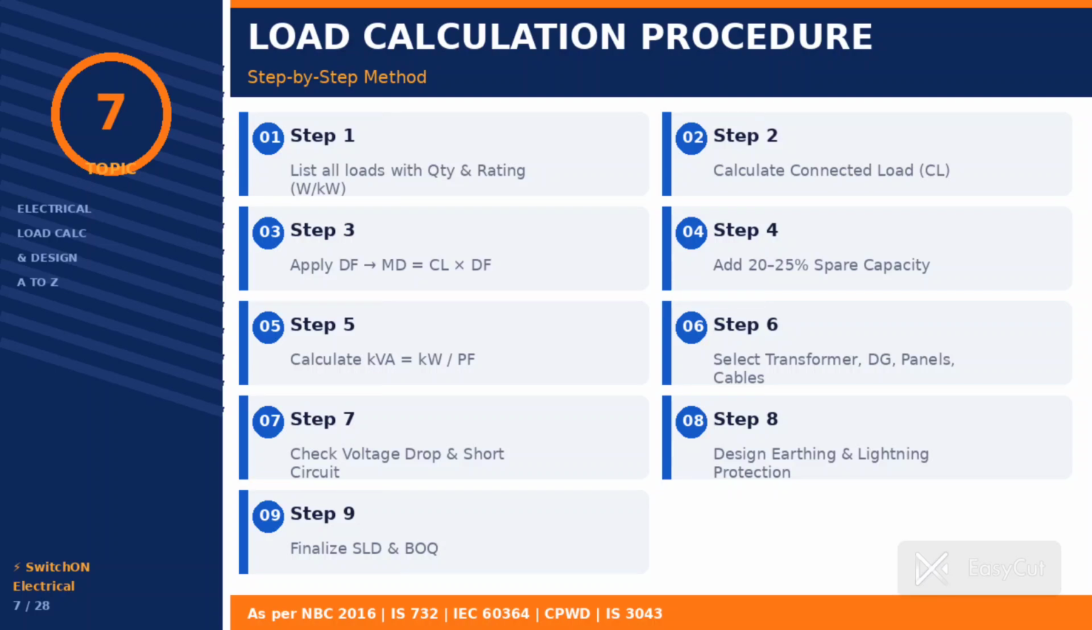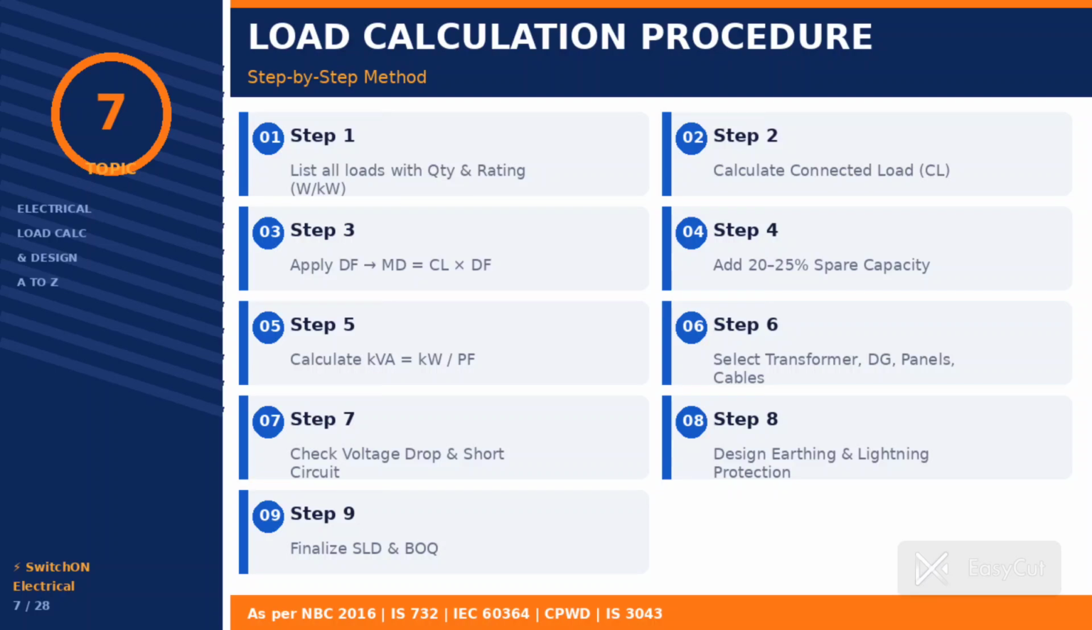The next step will be adding 20 to 25% spare capacity. Why? Because in future if you extend some equipment, so for the safety purpose, you are adding 20 to 25% spare capacity. Wherever you go in electrical system design, you have to add 20 to 25% spare for everything, not only the transformer loading or anything. For everything you have to do. Even when doing the cable sizing also you have to give the spare.